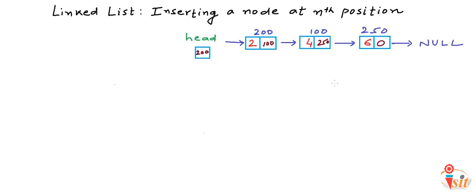Let's say we have a linked list of integers here. There are three nodes in this linked list. Let us say they are at addresses 200, 100 and 250 respectively in the memory, and we have a variable head, and that is a pointer to node that stores the address of the first node in the list.